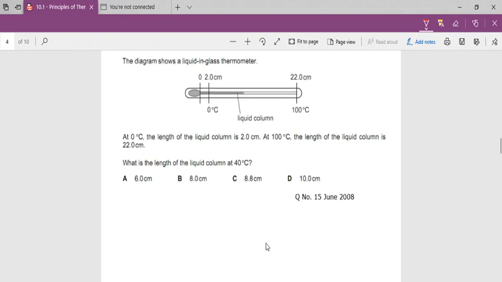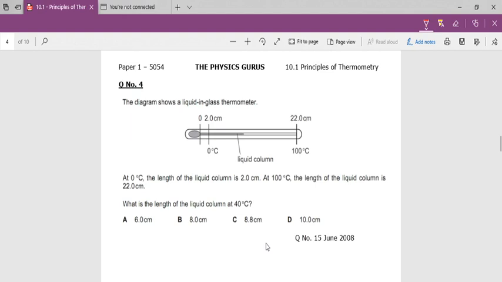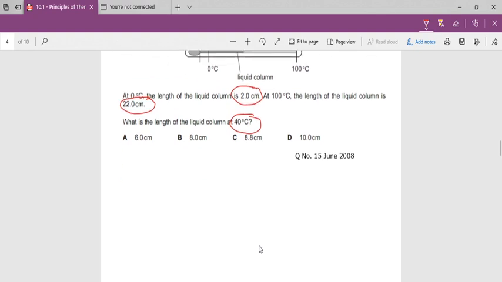Now this question is different as compared to all other questions which we have solved, questions number 1, 2 and 3. Why is this different? This is the value of L0, this is the value of L100, and this is the temperature given. I told you that there will be 4 parameters. Now in this case 3 parameters are given, but what is required?